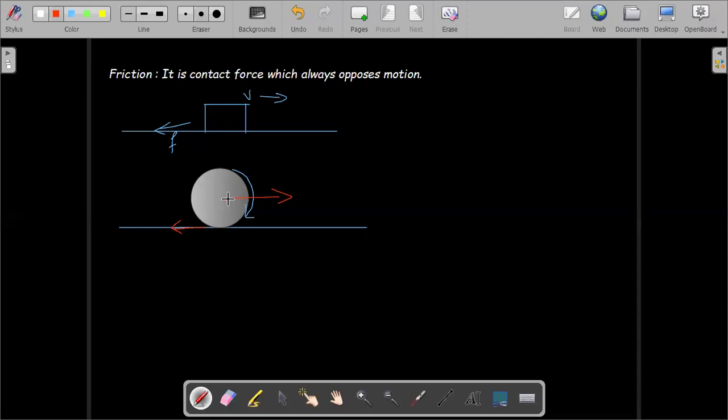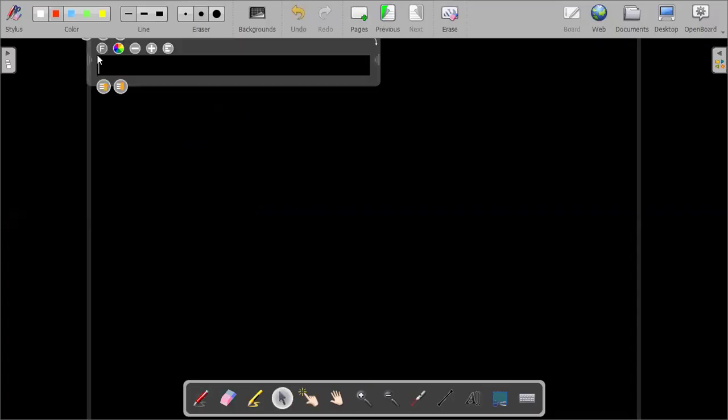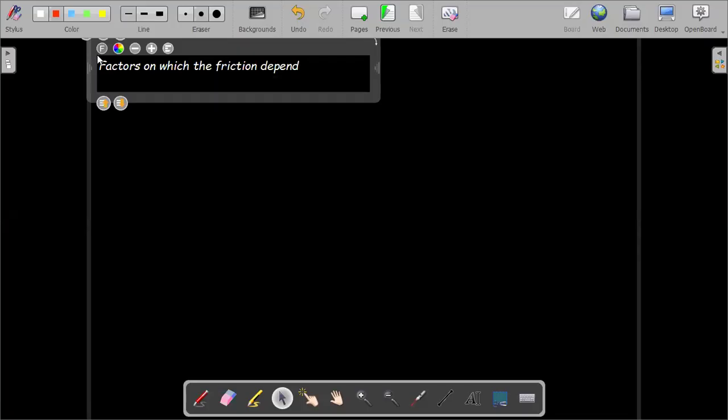So the next part, we'll see what are the factors on which the friction depends. Sir, it depends on irregularities, smoothness and roughness of the surface. We'll clearly see the different factors on which it depends. So the very first thing, it depends on the nature of the surface. The force of friction depends on the nature of the surface. So what is the nature, like how rough it is or how smooth it is.